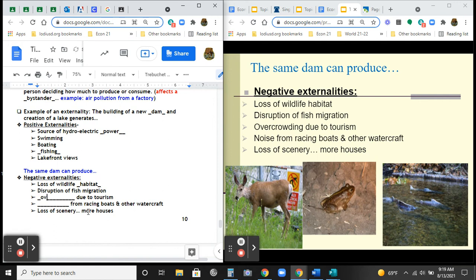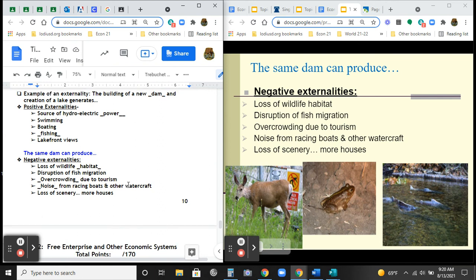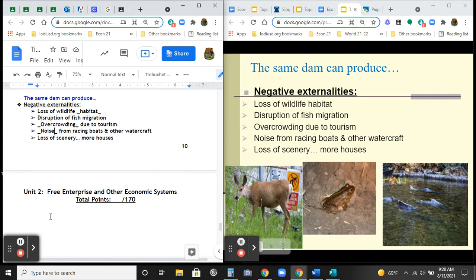You could get too many people coming into an area because now it's a destination place to go be with wildlife and enjoy nature. You can get a bunch of noise that's new to the area from people racing boats or other watercraft. If you've ever heard a jet boat in the morning or late at night, it can get annoying. And you could lose some scenery depending on what's built and where.